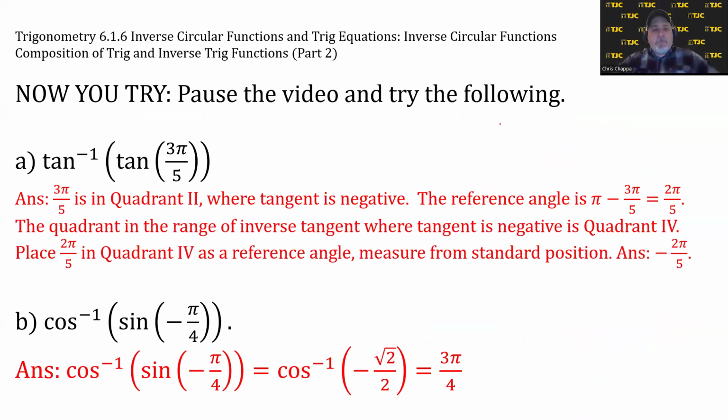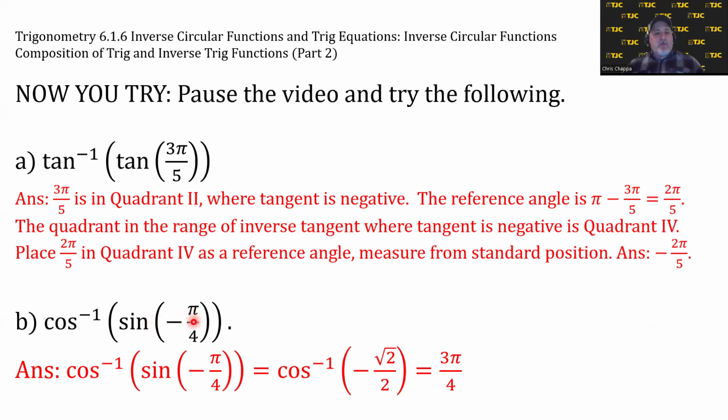For the first one, 3 pi over 5 is in quadrant 2 where tangent is negative. The reference angle is pi minus 3 pi over 5, which is 2 pi over 5. The quadrant in the range of inverse tangent, where tangent is negative, is actually quadrant 4. So we place 2 pi over 5 in quadrant 4 as a reference angle, measured from standard position, and get negative 2 pi over 5. B is a little bit more direct.